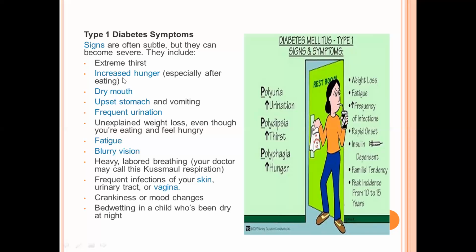And extreme thirst, increased hunger, dry mouth, upset stomach and vomiting, frequent urination, unexplained weight loss even though you are eating and feeling hungry. But what happens here? Even though we eat, the glucose which is produced is not taken into the cells. If it is taken into the cells, then only the glucose will be utilized for the process of oxidation. That is not happening.